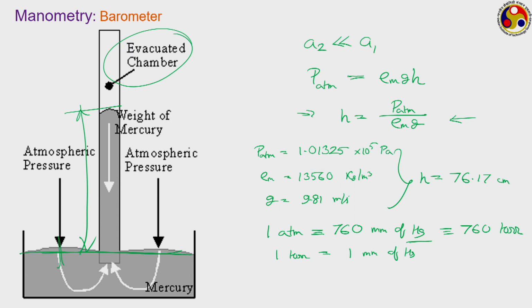However, if we are talking about a significant value of this vapor pressure, then this relation needs to be modified. In that case, we have to write P atm minus P vapor, the vapor pressure of mercury, or whatever fluid you are using in that so called evacuated portion, equal to gamma m into g, and this should be the correct relation. If we are looking for an extremely accurate value of atmospheric pressure, then this vapor pressure correction must be considered.